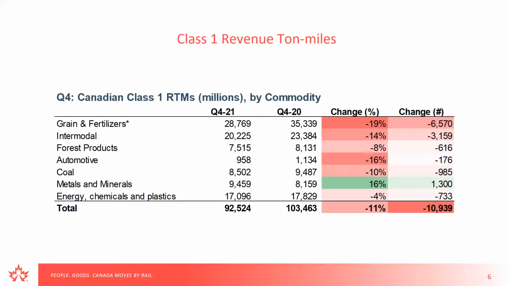RTMs in total for 2020 Q4 were 11% below 2020 levels. The one most significantly impacted sector would be grain and fertilizers, both percentage or numbers wise, biggest decline. And then the biggest increase was found in metals and minerals by 16%. But what's interesting is the carload numbers didn't really change for metals and minerals. So this would be mostly driven by longer average distances traveled for those metals and minerals. So it'd be interesting to find out more of the reasons behind that, but at this time, not too sure what's driving that.